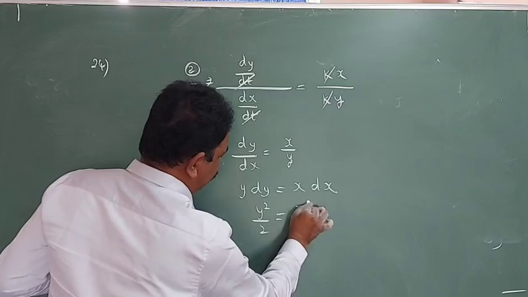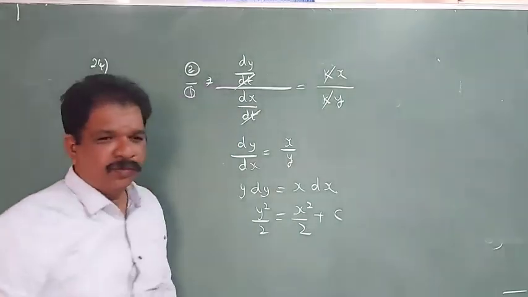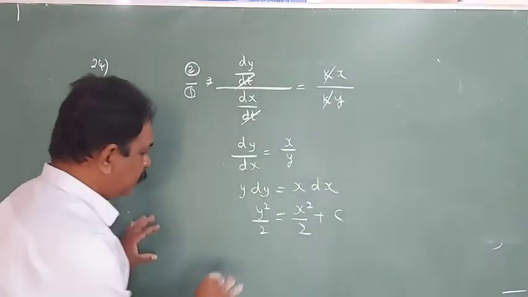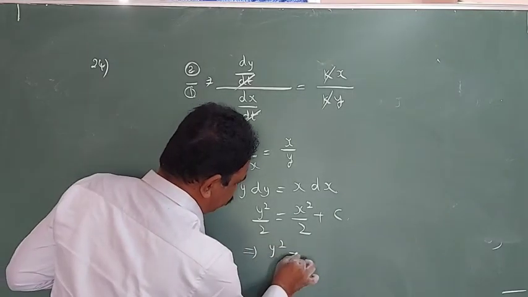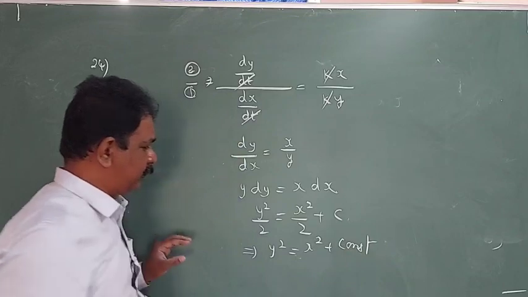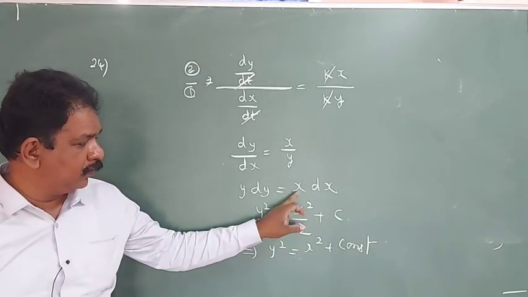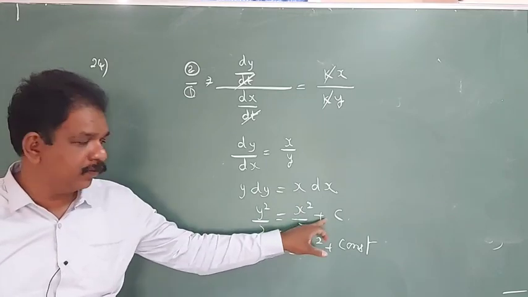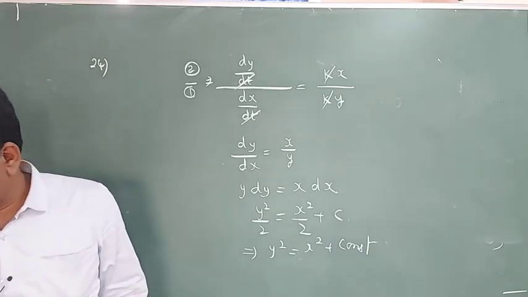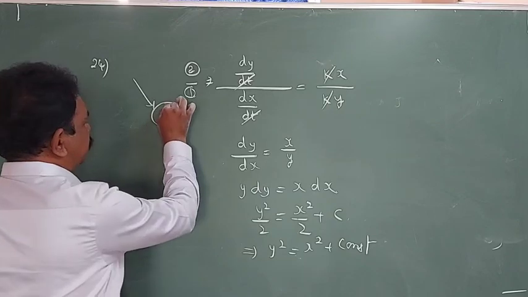y square by 2 is equal to integration x square by 2 plus constant. So this is nothing but y square is equal to x square plus some more constant. If we integrate this one, y square by 2, if you integrate this one, x square by 2 plus c. y square is equal to x square plus constant. So 24, it will be second option.